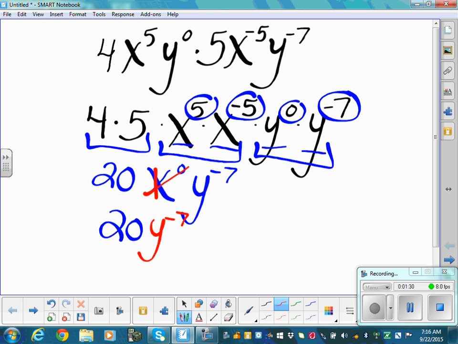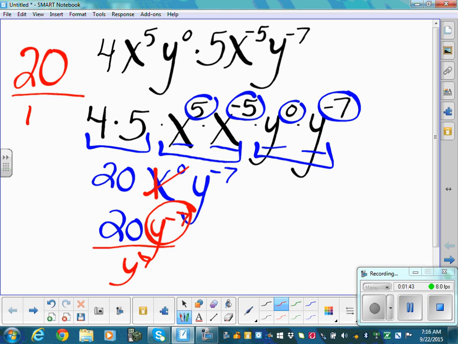Flip it over, make it a fraction. So you bring that down to the bottom, and it'll be positive 7. I don't want you to leave it like that on the test. Write your final answer pretty, like 20 over y to the 7, because the other form looks like you're saying the negative 7 equals x. Does that make sense, everybody?